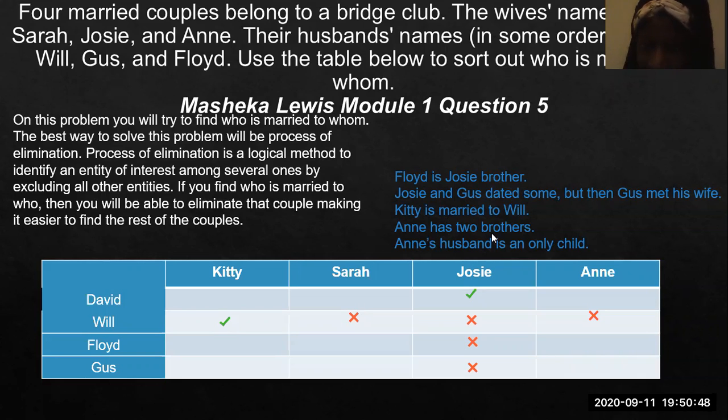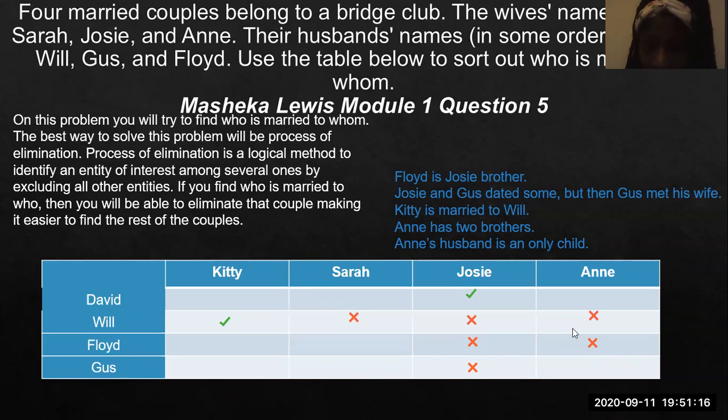Okay, it says Ann has two brothers. That does not help at the moment. And Ann's husband is an only child. With Ann's husband being an only child, we know that Floyd and Josie are brother and sister, which means Ann cannot be married to him because he is not a single child.